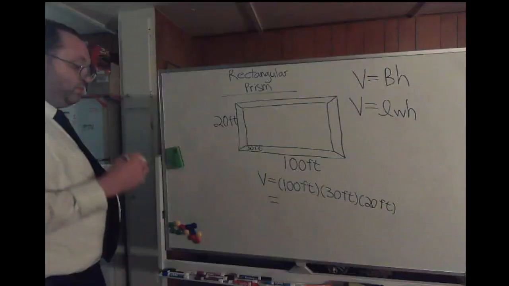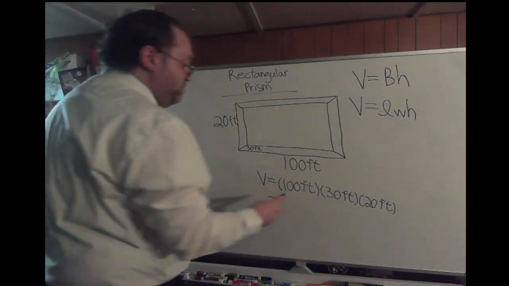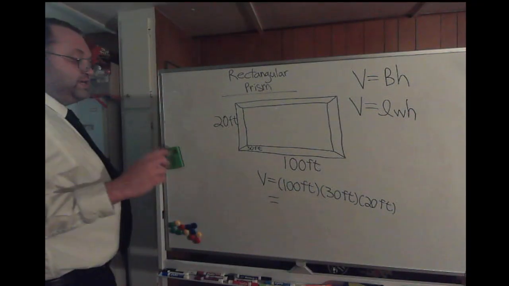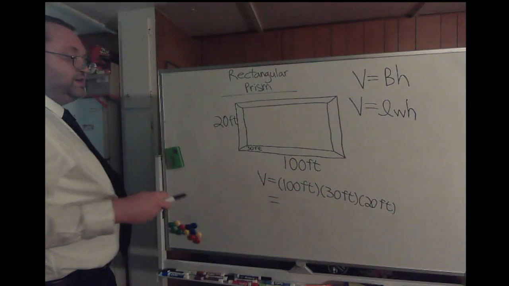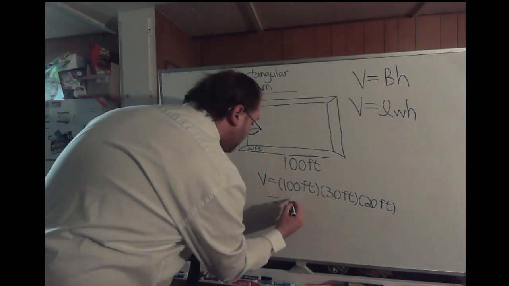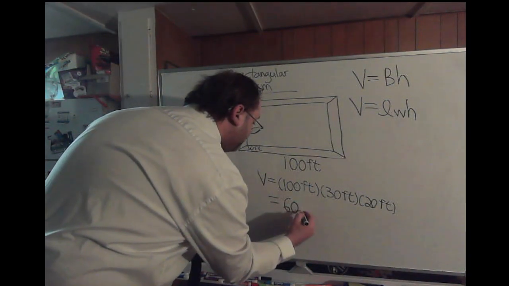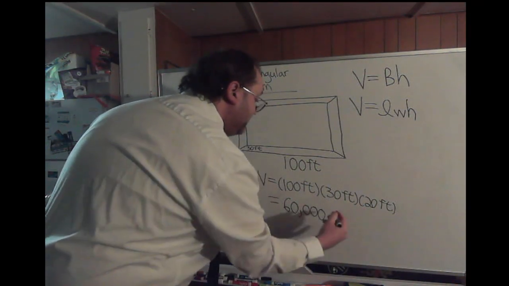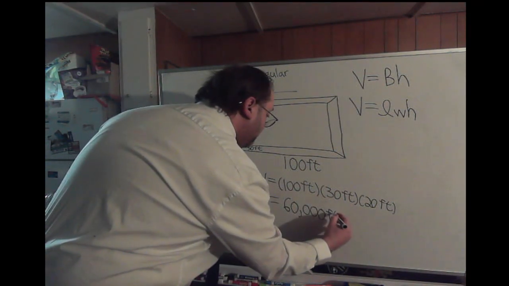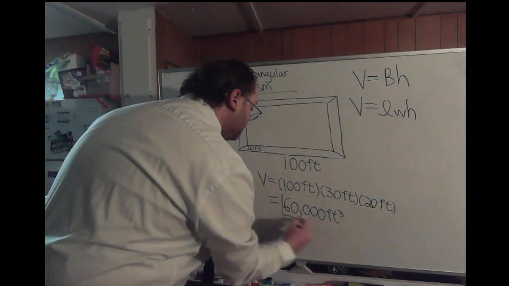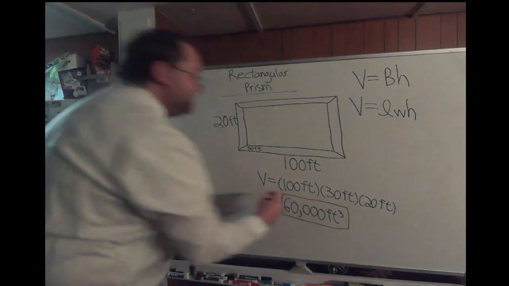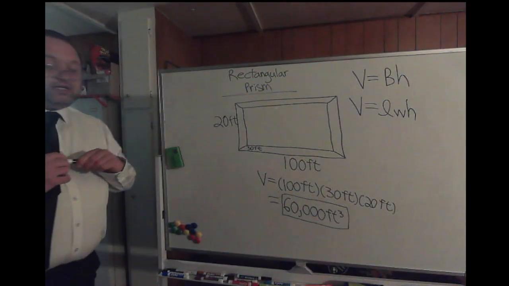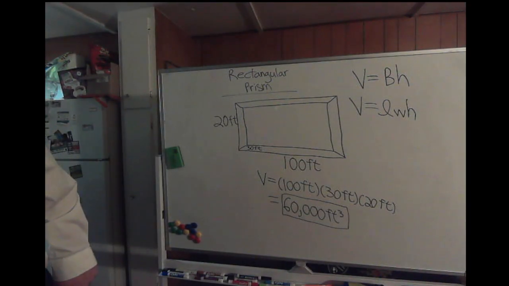Which, when we multiply, we'll do the multiplication here. 100 times 30, that's 3,000. Times 20, that would be 60,000. Then you have feet times feet times feet. That's going to be feet to the third power. So the volume of this pool, this rectangular prism, is 60,000 cubic feet. That's quite a big pool.